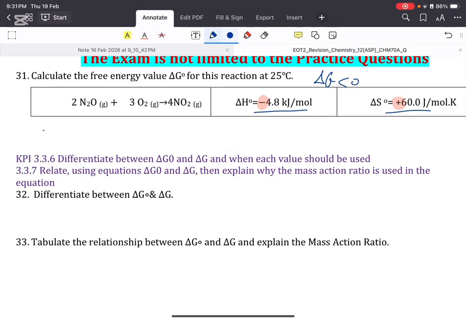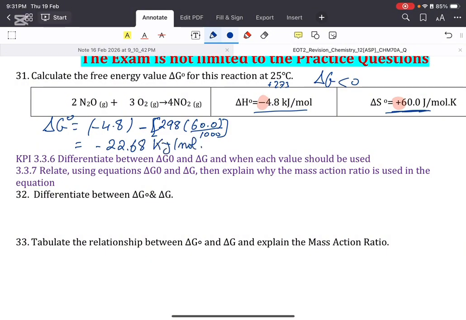So let's plug in the values. Delta G is equal to delta H minus T. I'm going to add 25 to 273, so it's going to be 298 Kelvin multiplied by delta S, which I should not forget to convert into kilojoule. So the final answer is going to be negative 22.68 kilojoule per mole. And the answer key, they're forgetting to write per mole. So don't forget that in your calculations when you are writing your answers.